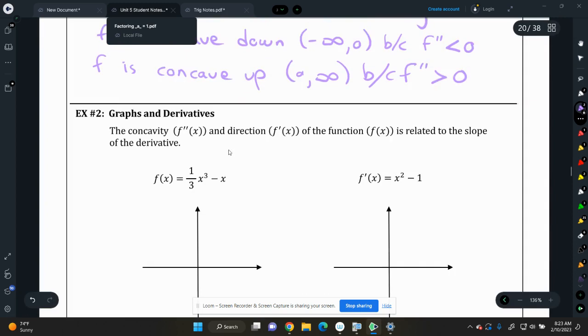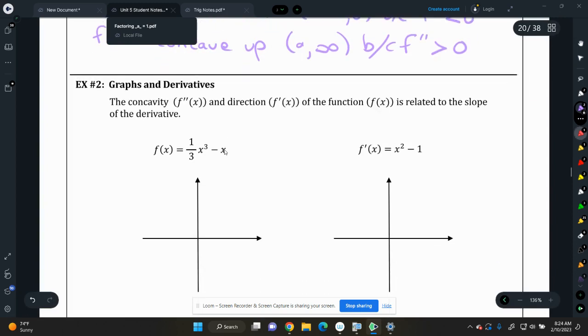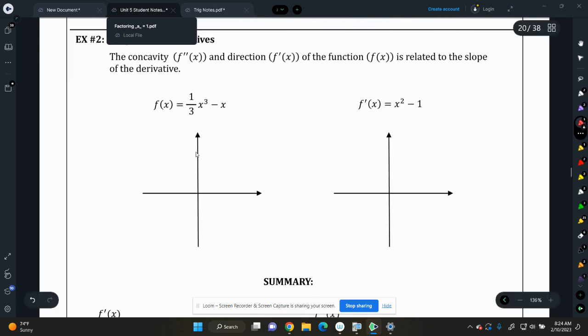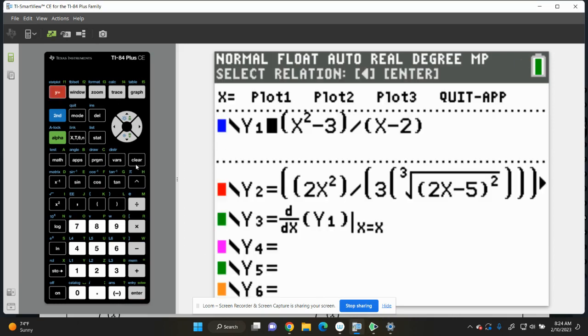All right, let's look at some graphing. The concavity and direction of the function is related to the slope of the derivative. Let's go ahead and graph this function and then let's talk about it. Okay, so 1/3 x to the third. Let's just take a quick look at that on the graph.